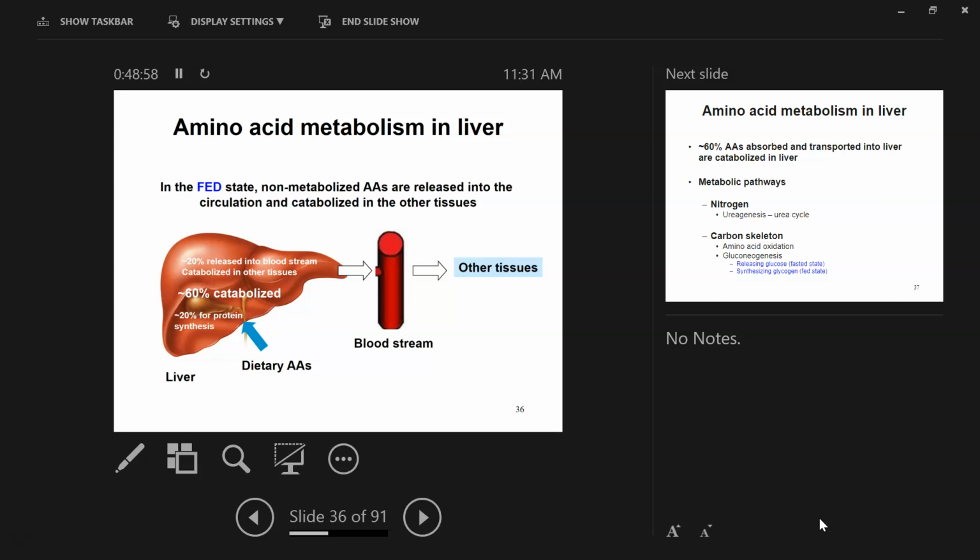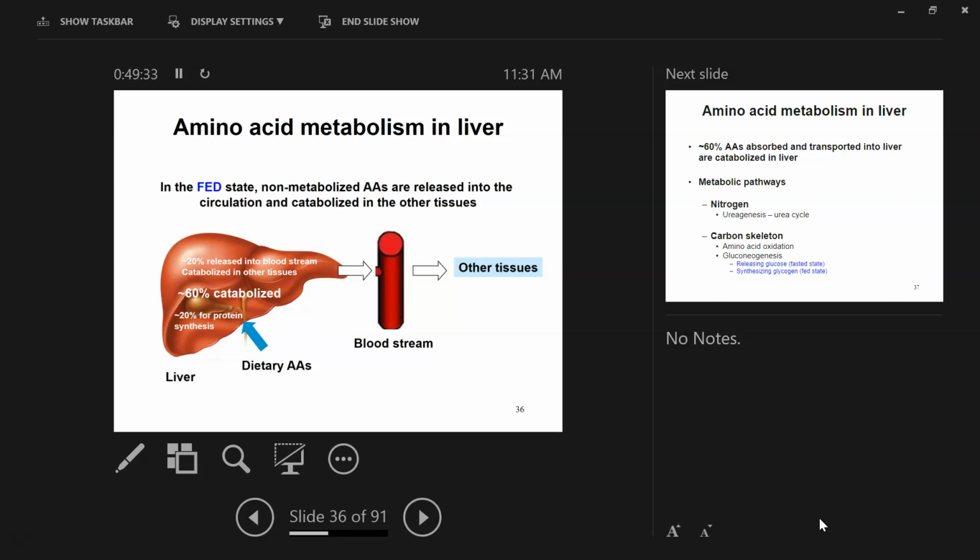Let's move on. So this slide is the overall picture of amino acids metabolism in the liver. Starting from this slide, we're going to talk about amino acids metabolism in specific tissues, right? So this is the first tissue organ, the liver. So how are amino acids metabolized in the liver? This again is the overall picture.